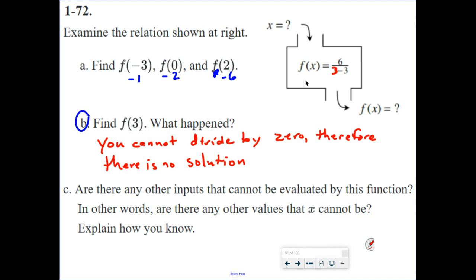Are there any other inputs that cannot be evaluated by this function? In other words, are there any other values that x cannot be? Well, look at it. Think about it. Are there any other values that would not make this function work? So if x is 3, this function cannot work. Are there any other points? Actually, there shouldn't be. There should not be any other points that don't make this work, just 3, because that's the only value that will make this denominator 0, which is the only point that will make this not work. Every other value should make it work.